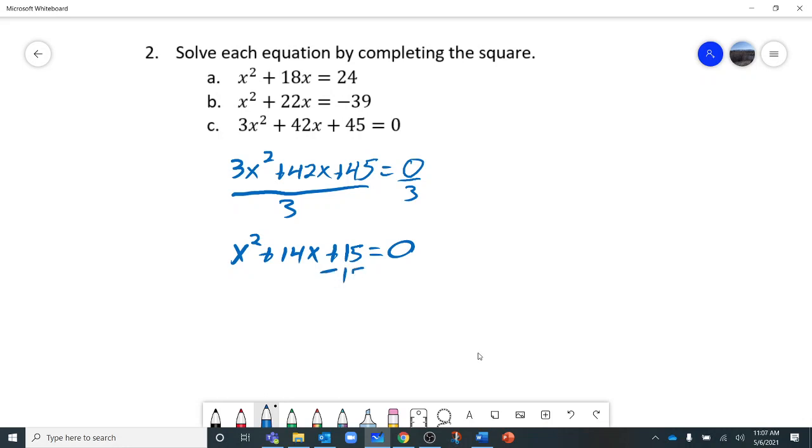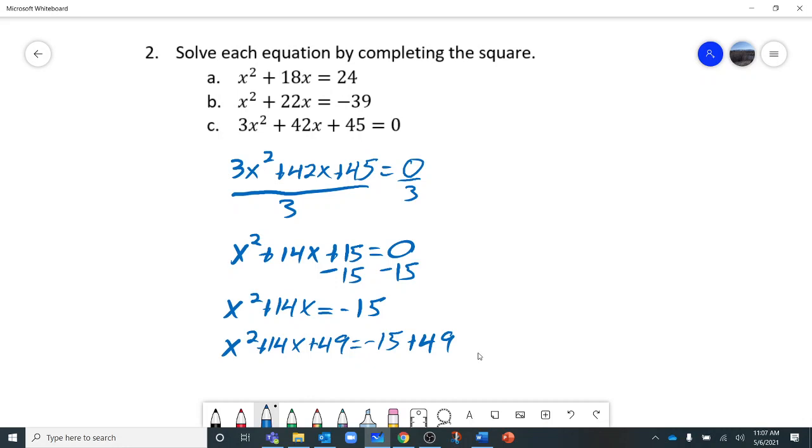Let's go ahead and subtract 15 from both sides, just so that I can do my perfect square on the left-hand side and have something else on the right-hand side. And that's going to leave me with x squared plus 14x is equal to negative 15. And my perfect square, 14 divided by 2 is 7. 7 squared is 49. So we end up with x squared plus 14x plus 49 equals negative 15 plus 49.